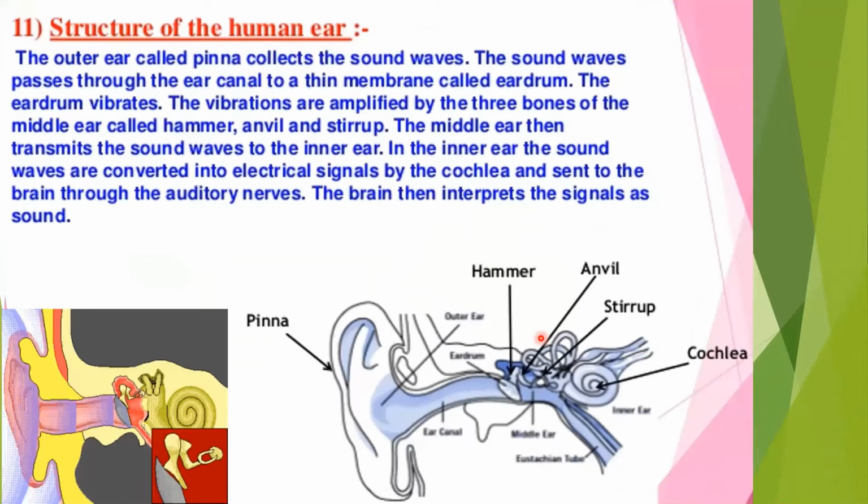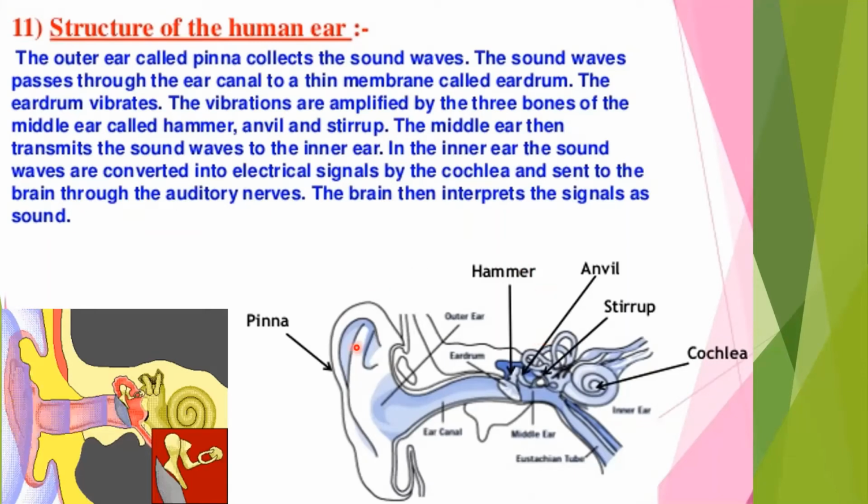Next topic is structure of the human ear. The outer ear called pinna collects the sound waves. The sound waves pass through the ear canal to a thin membrane called eardrum. The eardrum vibrates. The vibrations are amplified by the 3 bones of the middle ear called hammer, anvil, and stirrup. The middle ear then transmits the sound waves to the inner ear. In the inner ear, the sound waves are converted into electrical signals and sent to the brain through the auditory nerves. The brain then interprets the signals as sound.